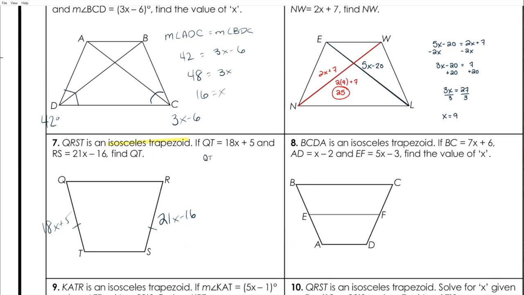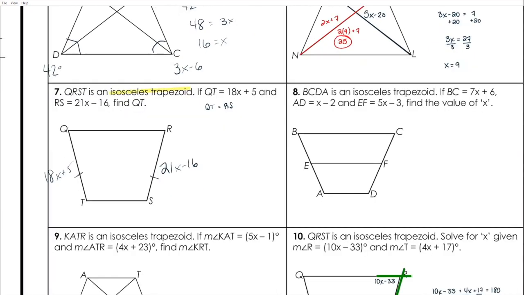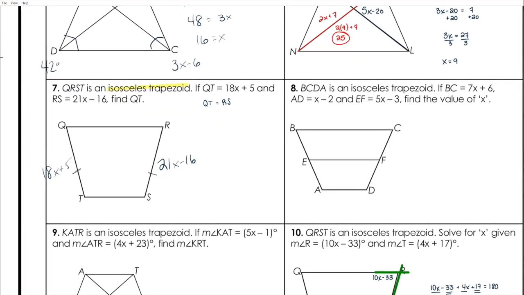We know QT is equal to RS, even though QT is definitely better than RS. Okay, 18x plus 5 equals 21x minus 16. But RS, I can be bought if you need to throw me some free stuff.